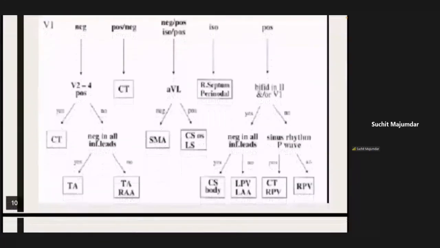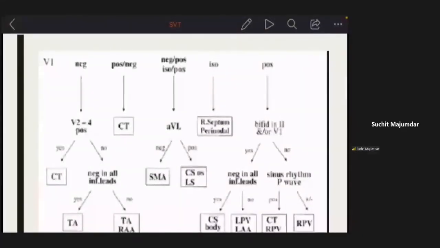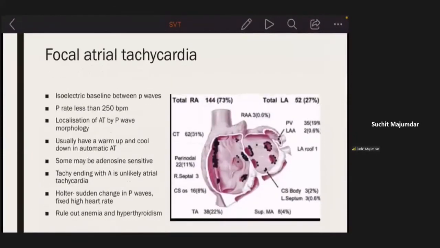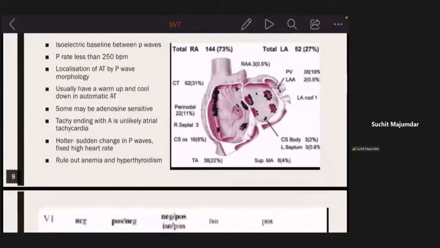So this is one of the algorithms. I am not going into detail. By this algorithm, it will predict from which part of the atrium it is coming. Usually, the atrial tachycardia comes from the right atrium around the crista terminalis. Then it can come from the pulmonary vein, and then it can come from the CSO. These are the commonest sites.